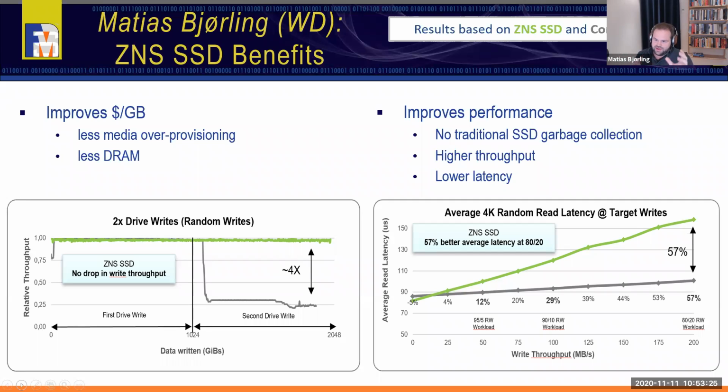So not only do you get better dollars per gigabyte, you also get improved performance, which is quite unique with this type of SSD. The con is that you need software support for it, and we have a lot of support in the Linux ecosystem, and Moishe will also talk about what they're doing to add support into the ecosystem. Thanks.